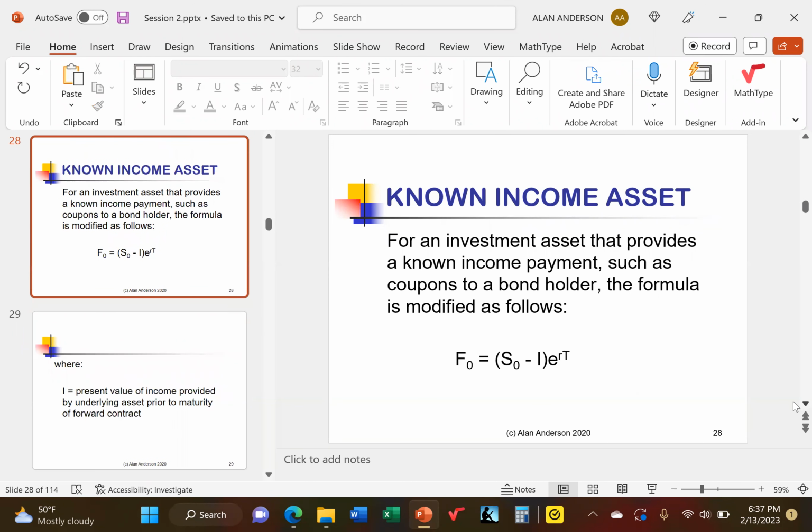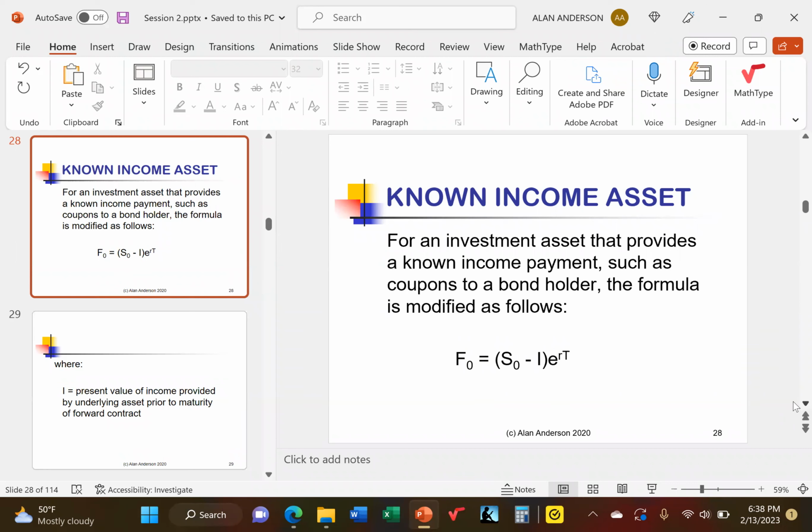Now, there are two ways that income can be paid from an asset. Number one, it could come in a lump sum, inconsistently. For example, a coupon-bearing bond will typically make payments twice a year.